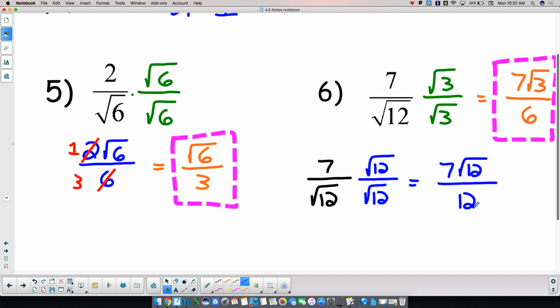But what about the square root of 12? Can it be simplified? Yeah, because it's 4 times 3. So this becomes 7 times the square root of 4 times the square root of 3 all over 12. The square root of 4 is 2, and 2 can be divided into 12 6 times, therefore giving me 7 square roots of 3 over 6.